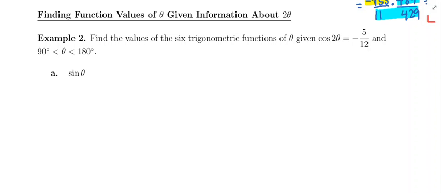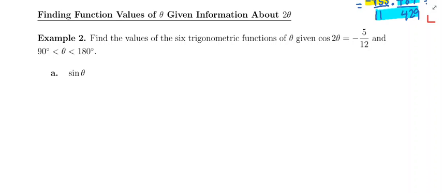So now we're going to do the opposite. In example 1, you were given information about theta and had to find function values of 2 theta. And now we're going to have to find function values of theta given information about 2 theta. So it's kind of the opposite. All right, let's see how this works in example 2.